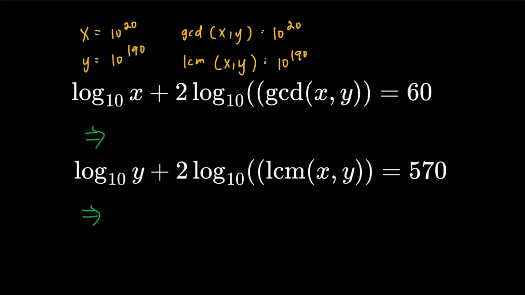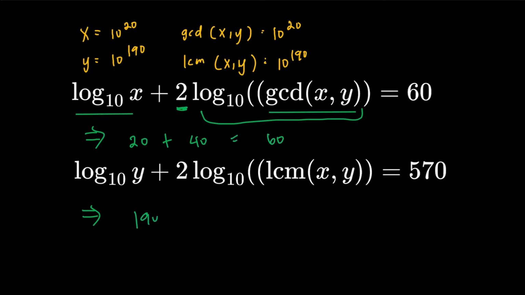Let me put everything in just to check. The logarithm of x with base 10 becomes 20. The second one, the GCD of x and y, is 10 raised to 20, so this part becomes 20 times the 2 in front, which is 40. So this would be correct. And you can check that in the second equation, I'm essentially having 190 plus 380, which is equal to 570. So the values are correct.